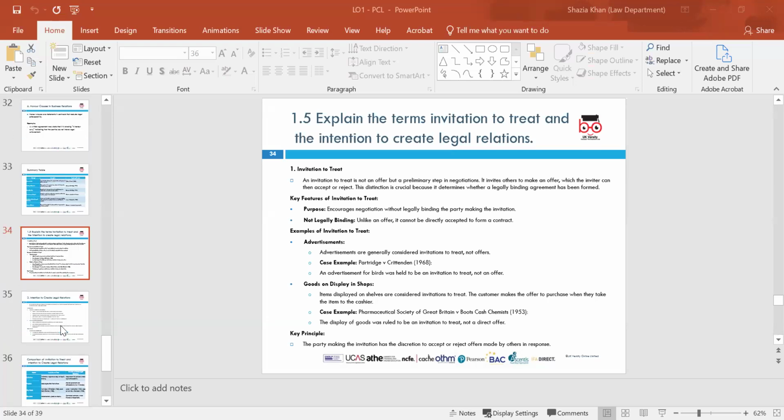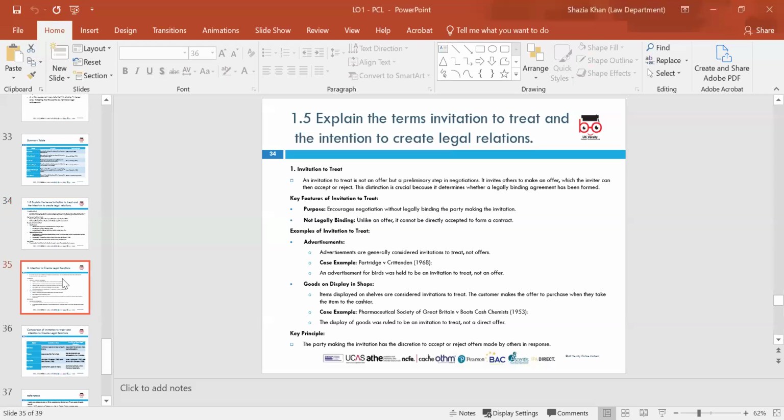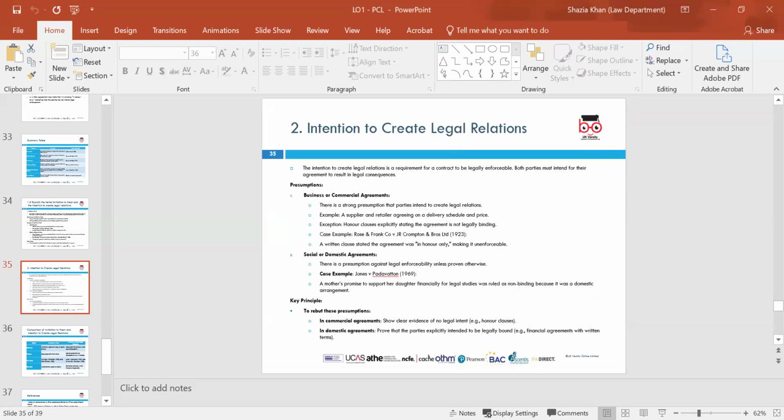So it's really important to identify the elements of that and the differences between them. When we looked at intention to create legal relations, we looked at key principles, which are commercial agreements and domestic agreements.